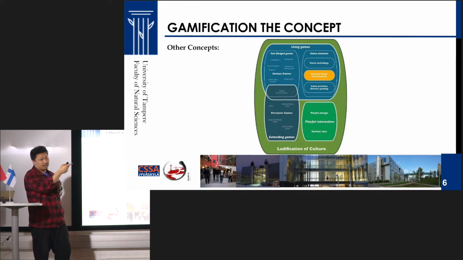On the other hand, you see serious games. Serious game is another concept, where you use the full game, kind of a simulation for something. You will see some examples later, but this is different from gamification, what we are talking about in the academic domain.